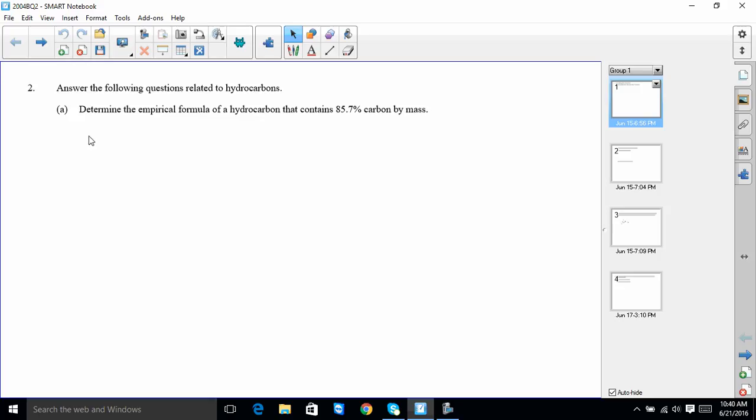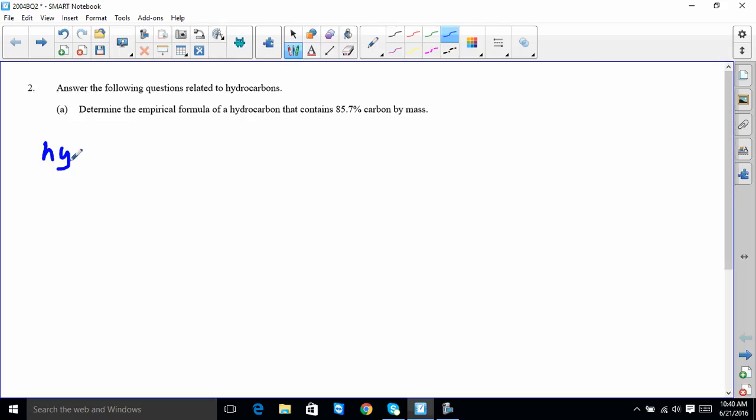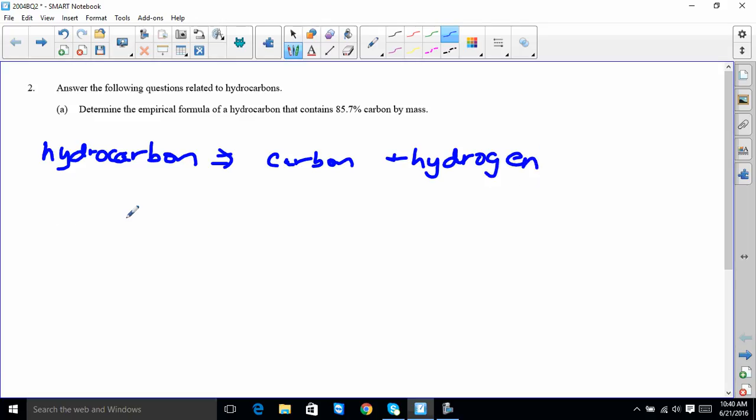The first thing I need to talk about is a term that you should probably remember from your unit on writing chemical reactions. When something is a hydrocarbon, that name is pretty self-explanatory. It's an organic compound that's made up of only carbon and hydrogen. That's it. There's no oxygen, no nitrogen, nothing else. It's hydro for hydrogen and carbon.